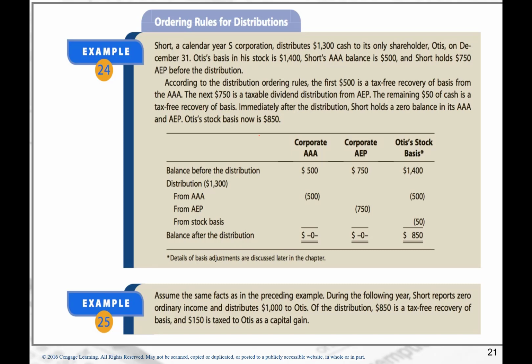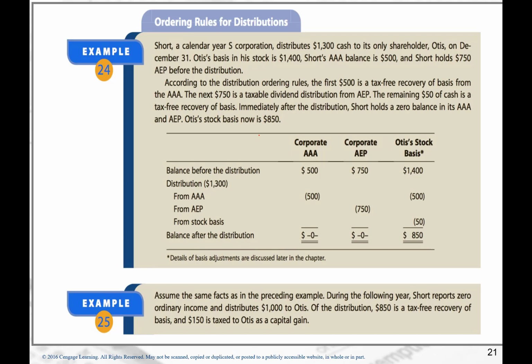Okay, so Short, a calendar year S Corporation, distributes $1,300 cash to its only shareholder, Otis, on December 31st. Otis' basis in the stock is $1,400. Short's AAA balance is what? 500. And it's just going to stay at 500.